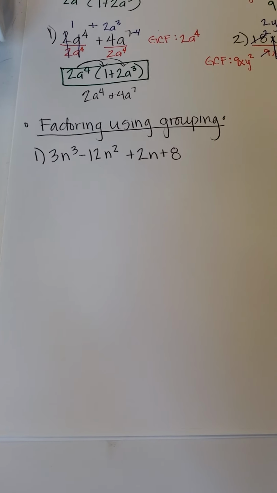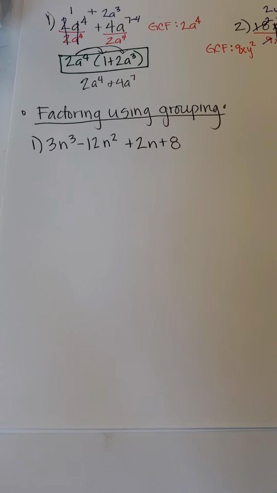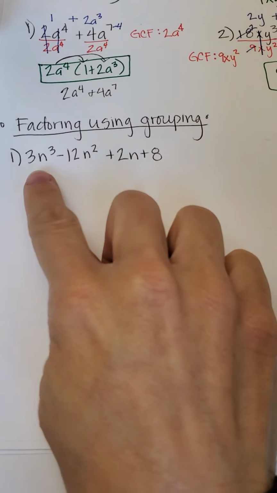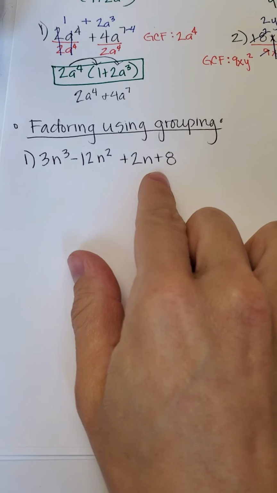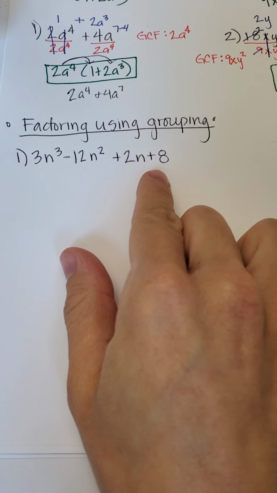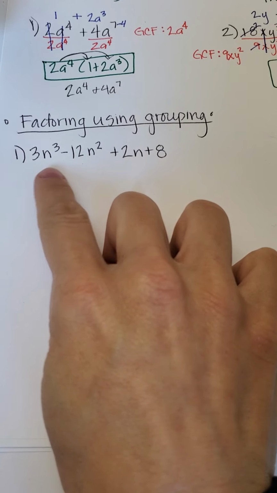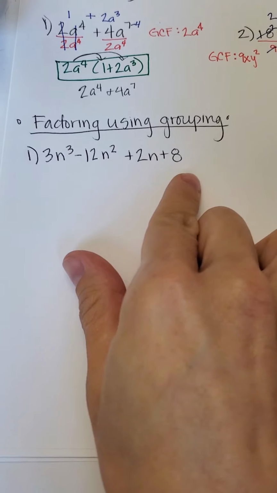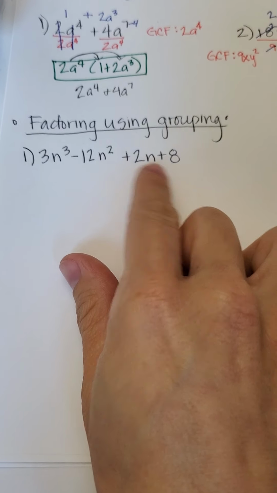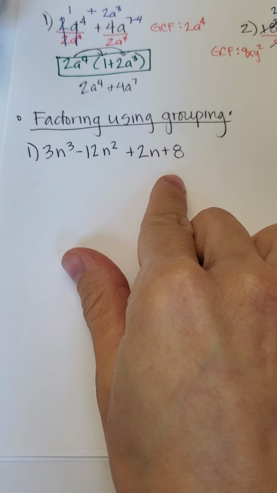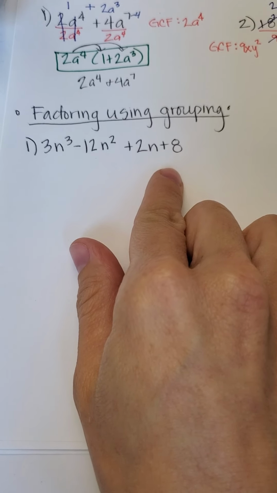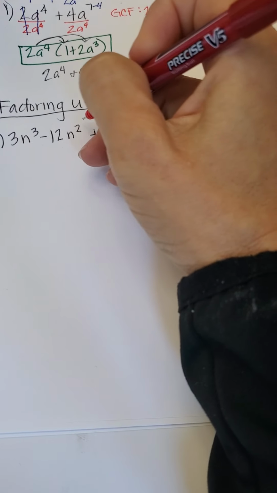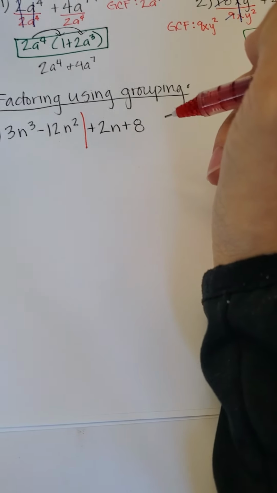So I have 3n cubed minus 12n squared plus 2n plus 8. Now notice if I go through each of these terms, I don't have one thing that goes into all of them. So for instance, between these two, I can see that 3 would be my coefficient, but 3 doesn't go into these two. So I can't do a GCF for all 4 terms. Instead, I'm going to split it into groups. So I'm going to take this polynomial and split it into 2 groups.